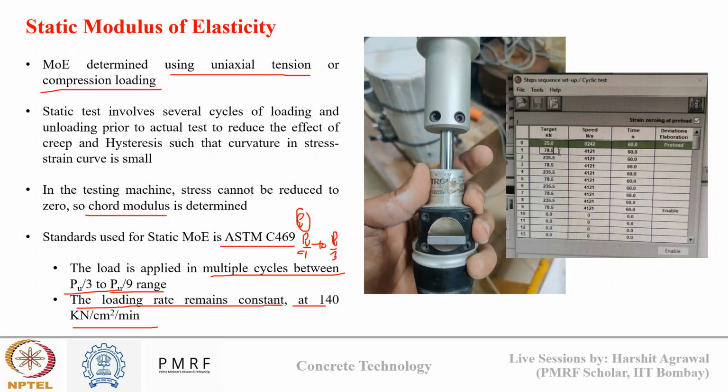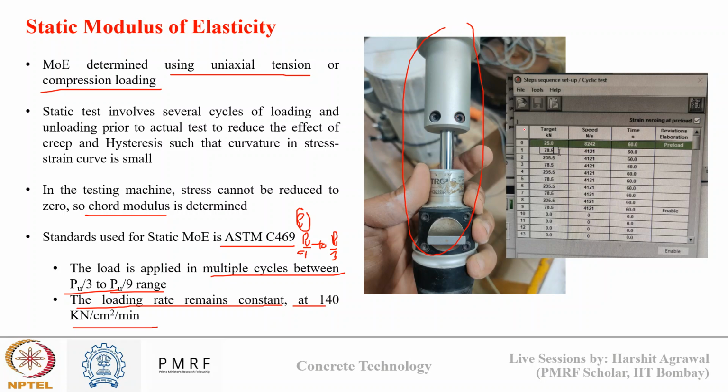If we look at the image here, it is taken from the actual testing setup of one of my samples being tested for MOE in the concrete lab at IIT Bombay. In the first image you can see an extensometer, which is fixed on the concrete surface to record the strain in the concrete when the load is applied, or we can say when some stress is applied on the concrete.